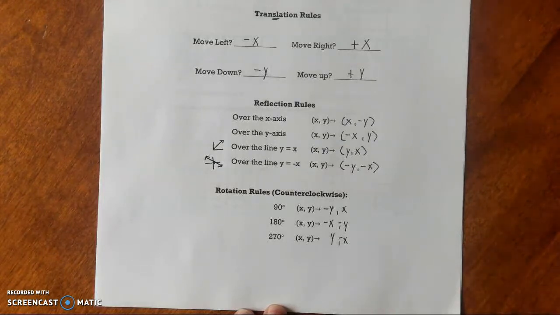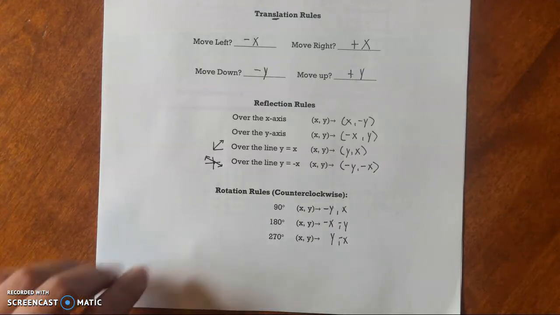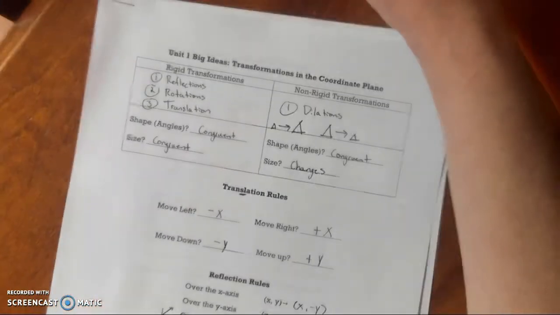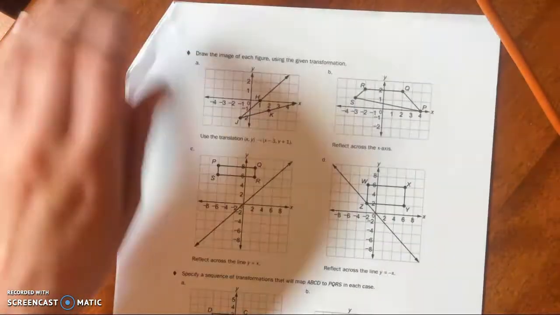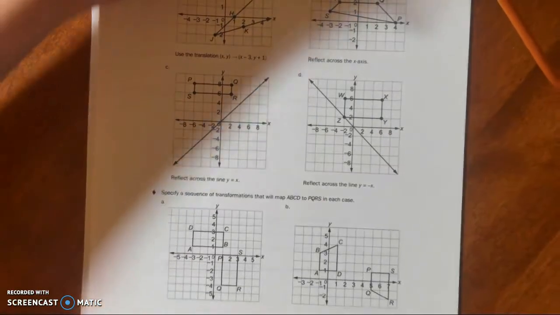Okay, so those are our Unit 1 notes. And now I'm going to move on to our EOC practice questions, which are on the next page. Remember, you should be writing these notes down as well as copying these problems on a separate sheet of paper so that you're turning that in when we come back together again.